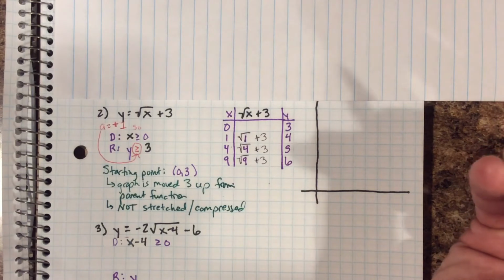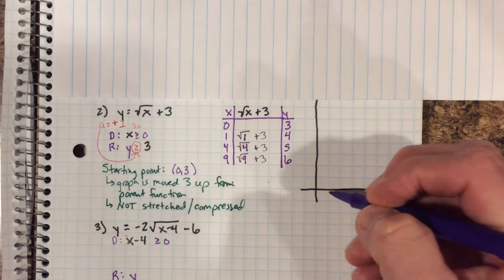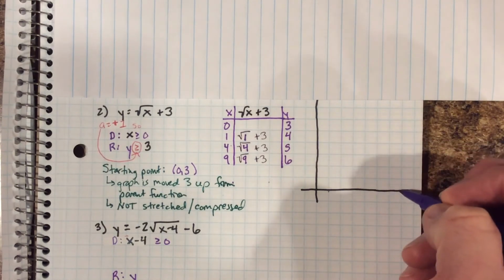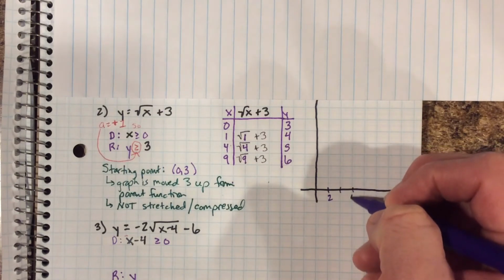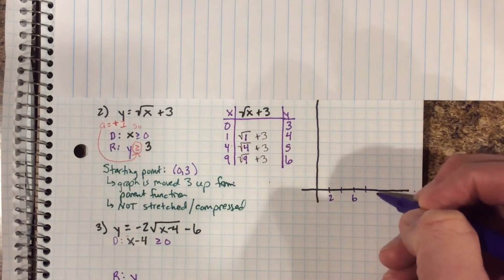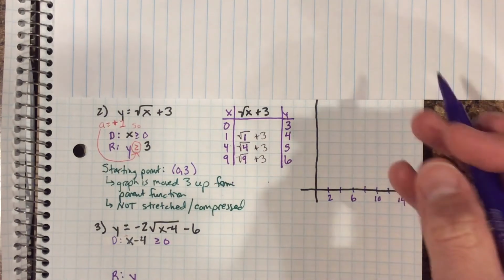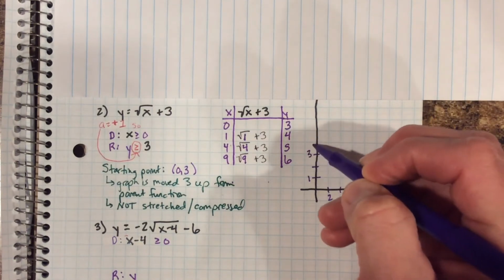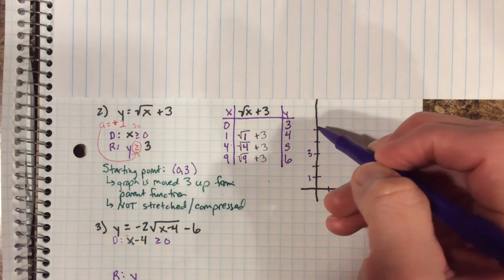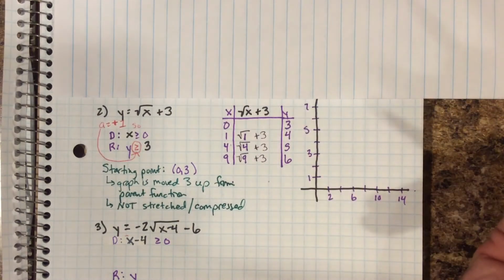I'm going to go ahead and label the x-axis in 2s, I think. I'm going to do the x-axis by 2, and I'm going to do the y-axis by 1s, which is perfectly legal. And it helps my graph fit on my page. Again, your graph needs to fit, guys. Okay, so there's my graph.